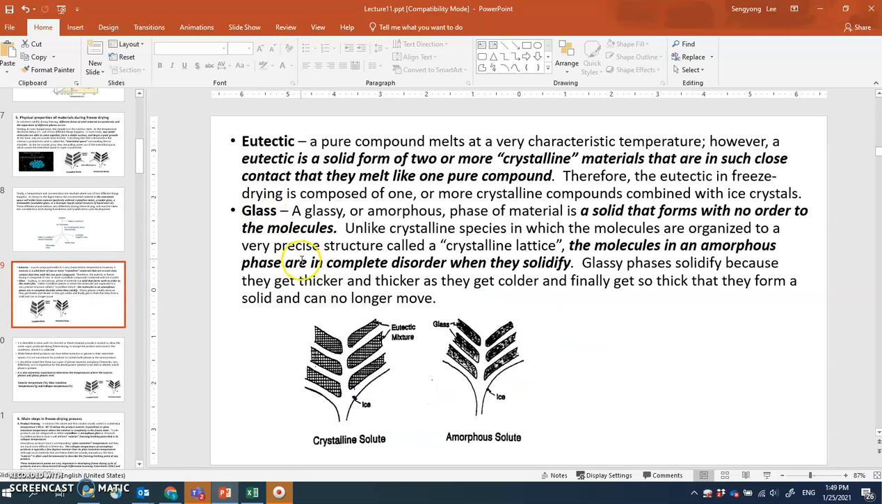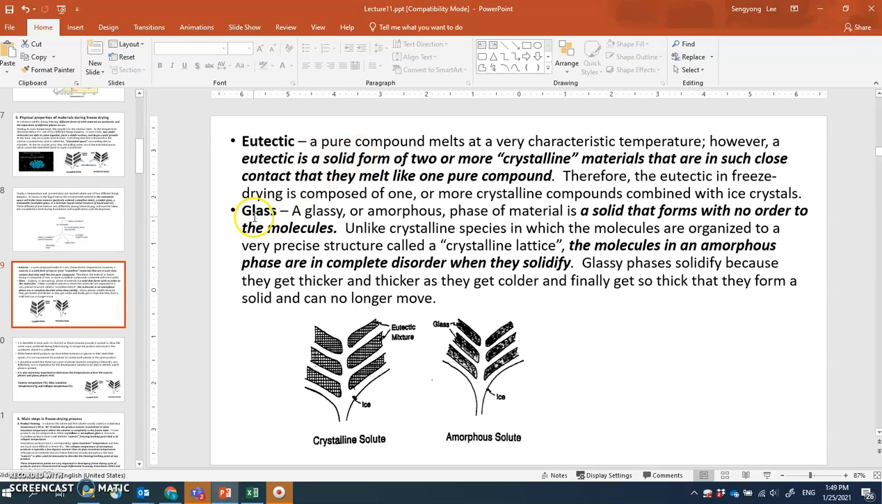So eutectic is a pure compound. If you have eutectic crystal condition, that's a pure compound that can be melted at a very characteristic temperature. Eutectic is a solid form of two or more crystalline materials that are in such close contact that they melt like one pure compound. So that's the most desirable condition where your drug should be during your freeze drying. It's going to give a nice cake appearance.